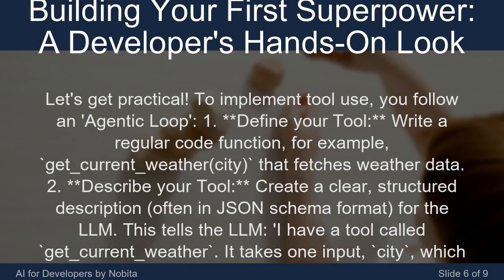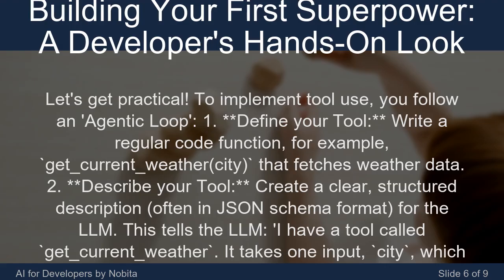Let's get practical. To implement tool use, you follow an agentic loop. 1. Define your tool. Write a regular code function. For example, get_weather(city) that fetches weather data. 2. Describe your tool. Create a clear, structured description, often in JSON schema format. For the LLM, this tells the LLM, I have a tool called get_weather. It takes one input, city, which is a string. It returns the current weather.